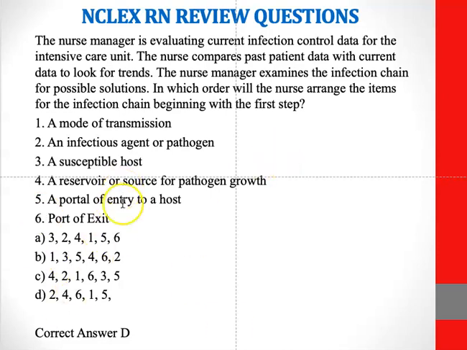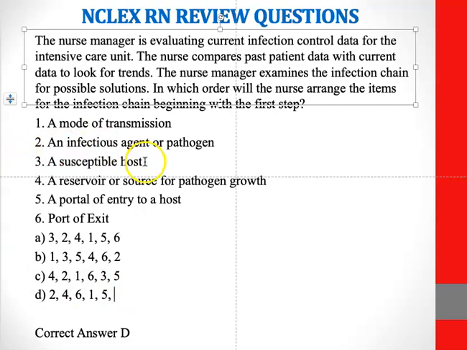So we know D is the correct answer because it always starts with the number two, an infectious agent or a pathogen. So we know an infectious agent can be a virus, could be a bacteria, it could be a protozoa. So it always starts with an infectious agent. Then the reservoir. Reservoir is where the microorganism lives and grows and survives.